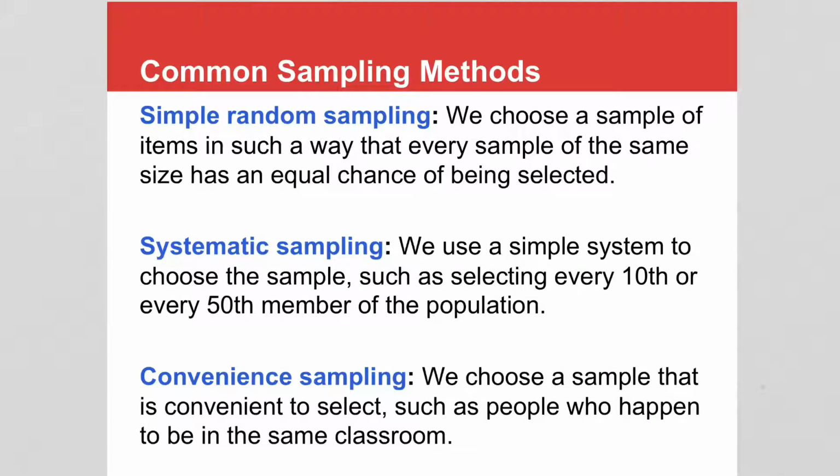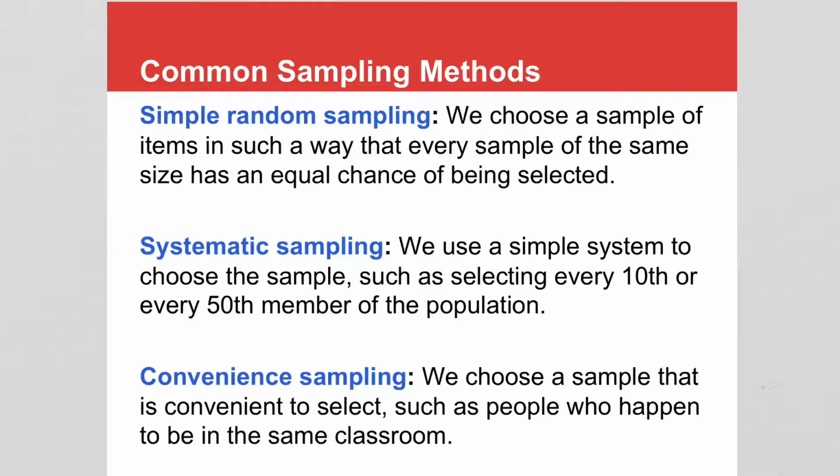There are several different sampling methods. There's simple random sampling. We choose a sample of items in such a way that every sample of the same size has an equal chance of being selected. So if you had a hat, it would have to be a very big hat, okay, a swimming pool full of little pieces of paper with every name in the United States of people who are able to work, okay, then you could mix that up real good and start drawing out 60,000 names, and there you go. That's simple random.